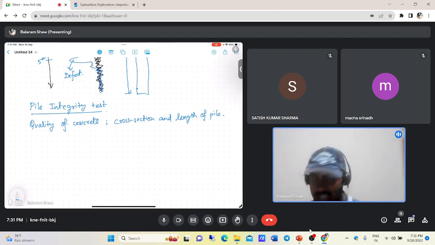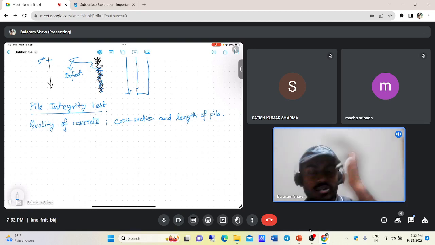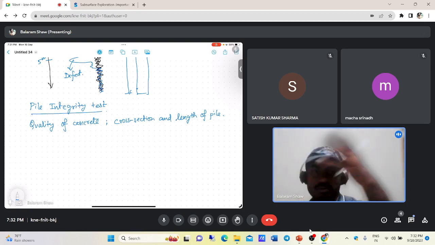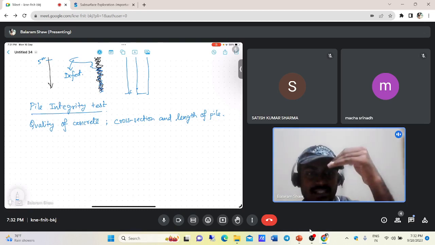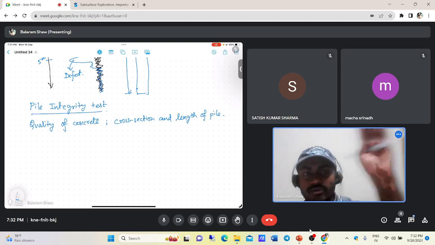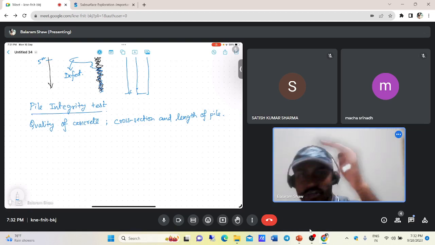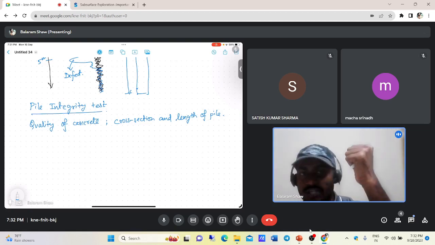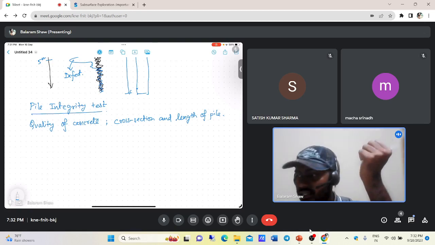Okay, so the main advantage of the pile integrity test over the sonic logging test is that we don't have to have any tube cast in the piles. We don't have to have any tubing while casting the concrete, as we do in the cross hole sonic logging test.